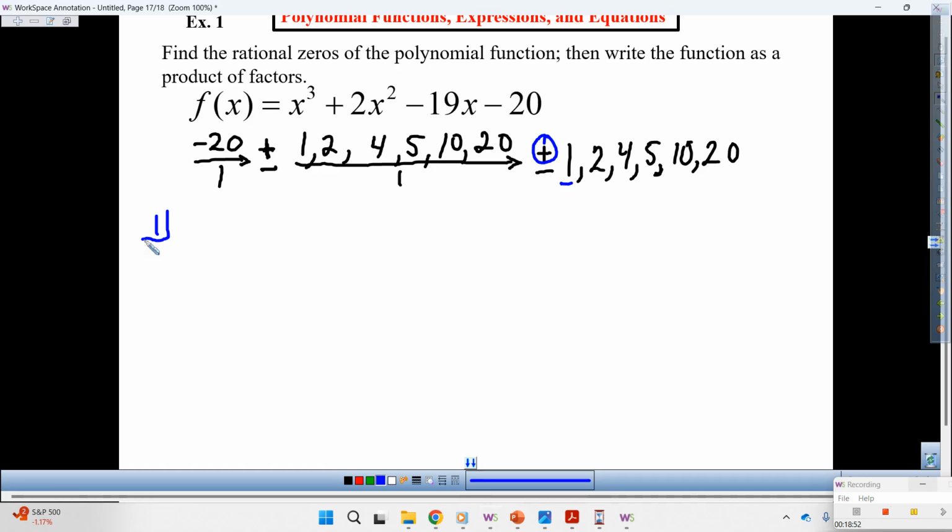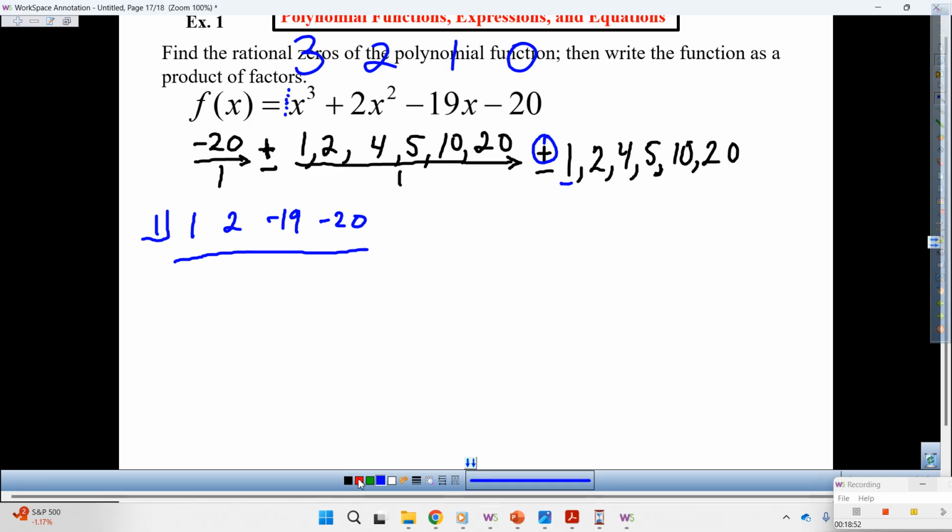So if that's my divisor, what do I write for my polynomial, guys? 1 for the invisible one, is that correct? What else? 2. What else? Negative 19. What else? Negative 20. Now let's double check. Is this in standard form? Let's see. 3, 2, 1, 0. Yeah, nothing's missing. Okay.